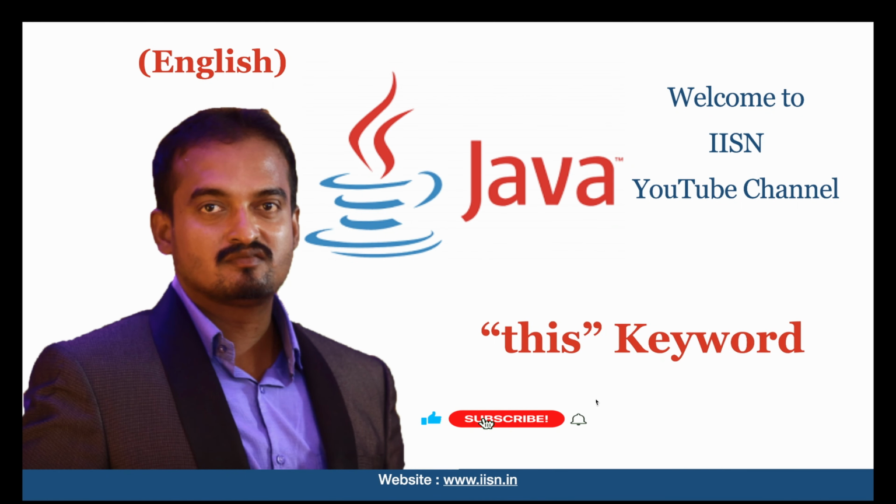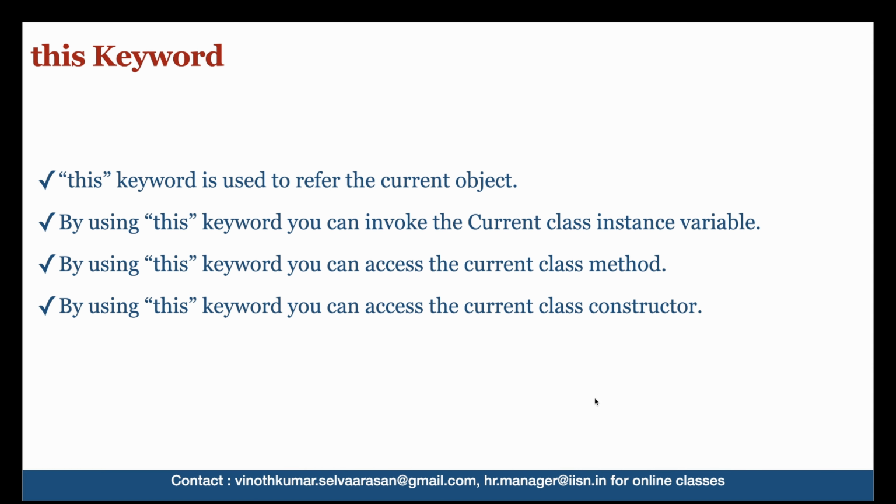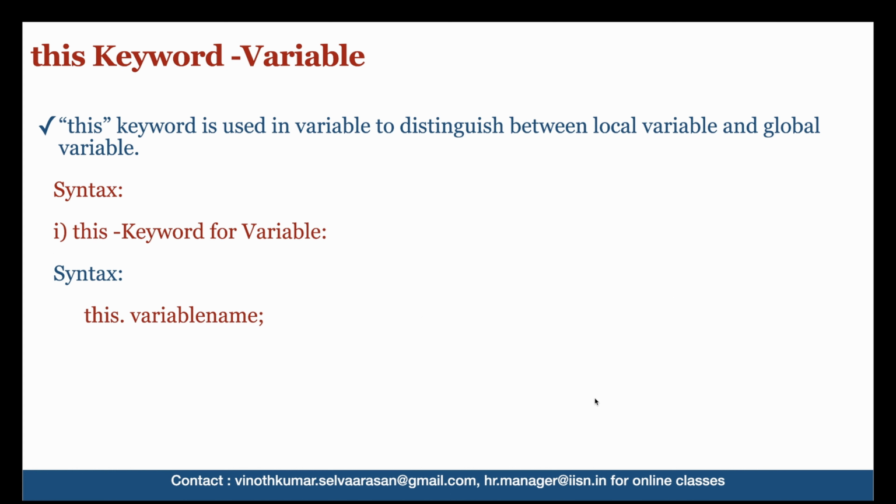Today we are going to see the topic: what is the this keyword in Java. Generally, the this keyword is used to refer to the current object. By using this keyword, we can access the variables, methods and constructor. In a variable, the this keyword is used to distinguish between local variables and global variables.